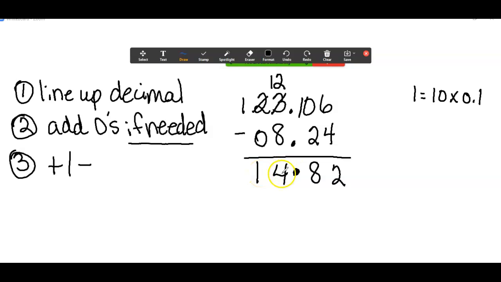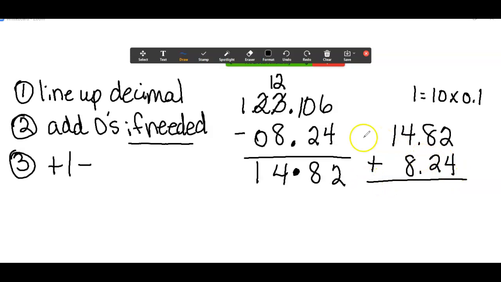Okay, so let's check that with the opposite operation, which is addition. $14.82 plus $8.24. Now, it didn't really say cents, dollars and cents, but if it's in the hundredths, then I can think of it as money. So 2 plus 4 is 6. 8 plus 2 is 10. 4, 1, and 8 is 13. 1 and 1 is 2. And that is what we started with.